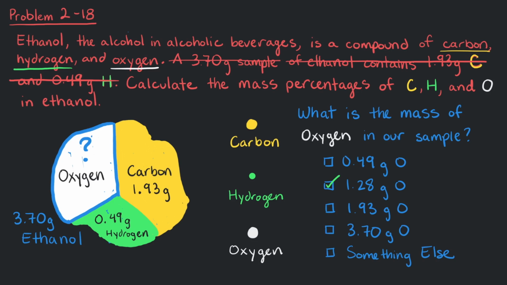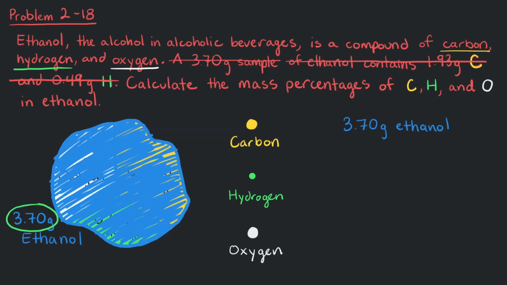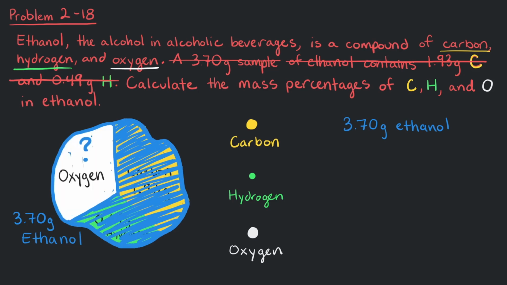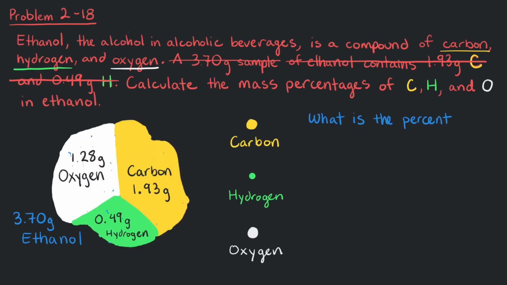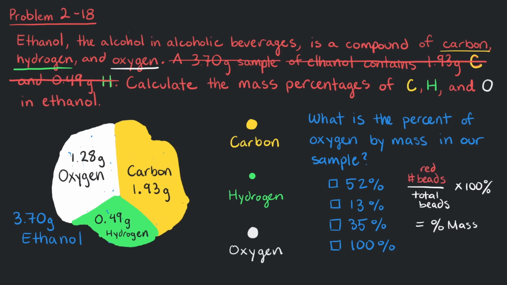Yes, from our picture, we see that the total mass is 3.70 grams. And if we subtract the mass of the other two parts, the carbon, which is 1.93 grams, and the hydrogen, which is 0.49 grams, that gives us the mass of the third component, oxygen, which is 1.28 grams. What is the percent of oxygen by mass in our ethanol sample? Think back to the beads at the beginning of the video.